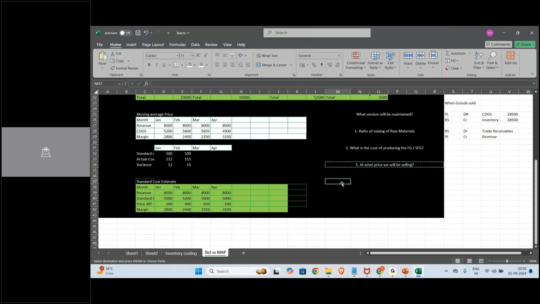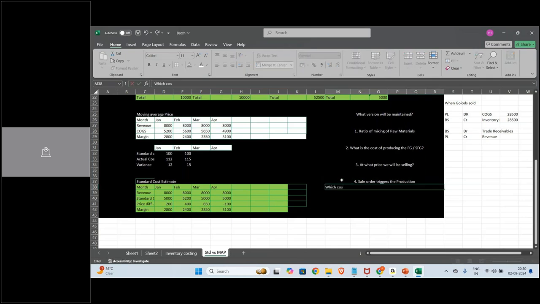One second. Now you are saying your sale order triggers the production. Correct. Okay. Then you are asking which cost version will be considered, whether planned or budgeted. Yes, correct. Now we'll go back to what answer I gave.